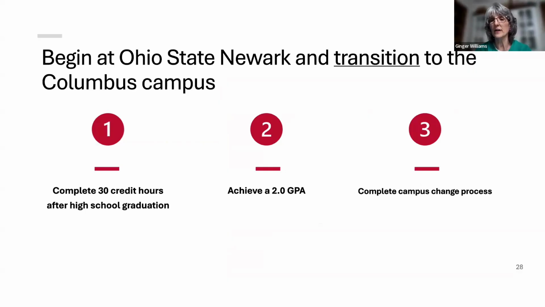So for the rest of the majors, you would have to transition to Columbus. In order to transition to Columbus, you would need 30 credit hours after high school graduation, so that's 30 on our campus. You need a minimum of a 2.0 GPA, and then work with your academic advisor to complete a campus change. Now that just guarantees you a spot on the Columbus campus. There may be higher requirements for different majors as you get to the campus.